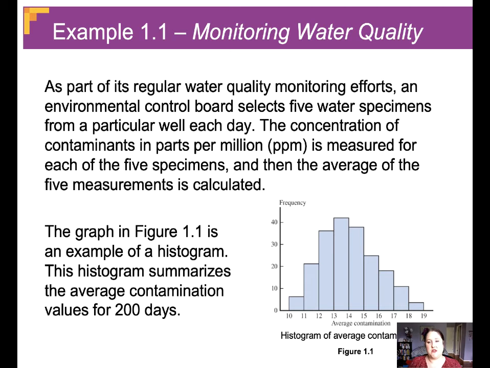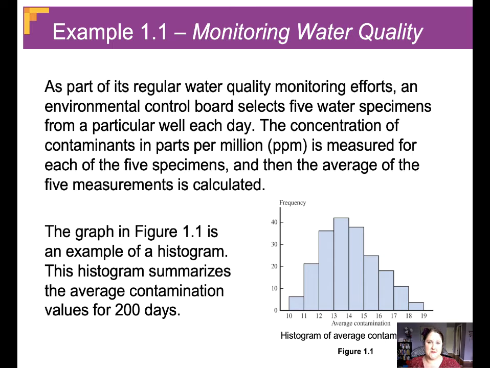We have an example here where, as part of a regular water quality monitoring effort, an environmental control board selects 5 specimens from a particular well each day. So they go to this well and they measure the concentration of contaminants in parts per million for each of these 5 specimens. And then at the end of the day, they take these 5 measurements and they average them.